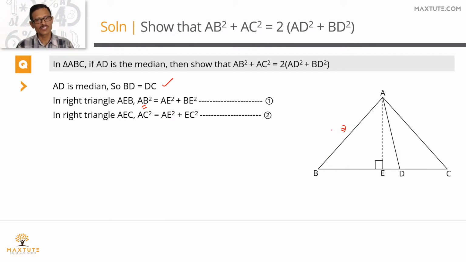Let's run through the same thing with the second right triangle that we have. AEC is the second right triangle. The hypotenuse is AC. AC square is equal to AE square plus EC square. Note one thing, D is the midpoint, E is not the midpoint, though it appears that way in this diagram.